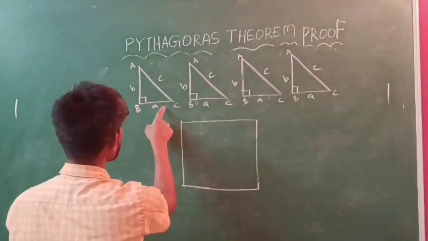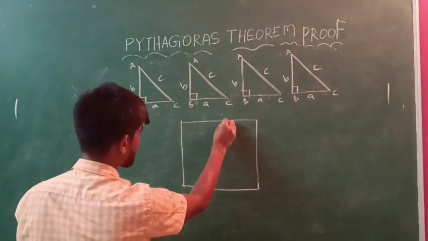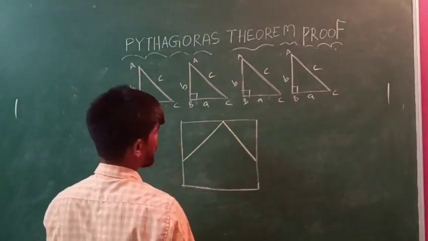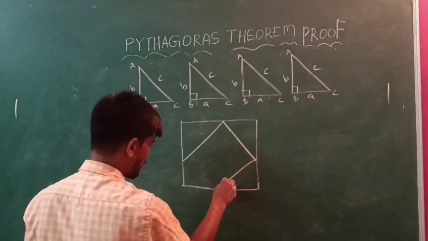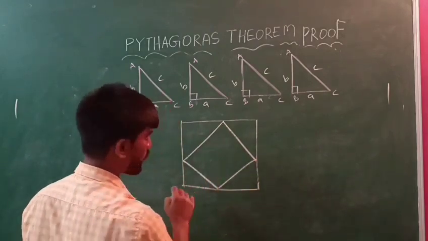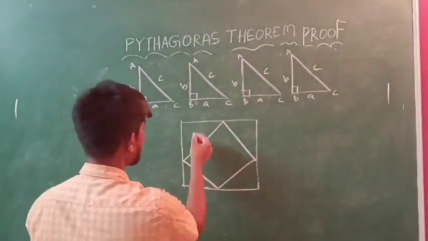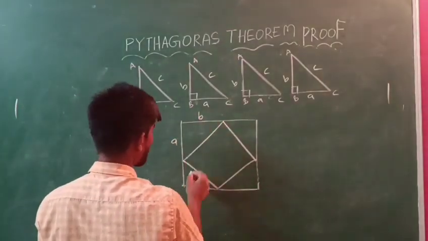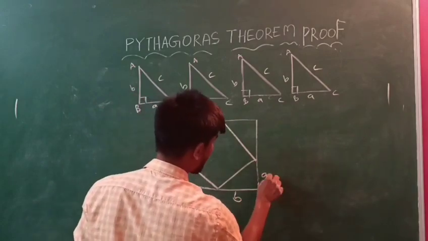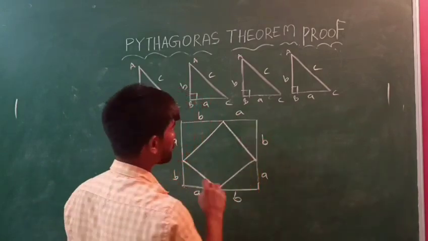All the right angle triangles I am going to arrange within the square. These right angle triangles I am going to arrange here, and this one also, and this one also. These are 1, 2, 3, 4 right angle triangles. This is B, this is A, this is B, this is A, this is B, this is A.